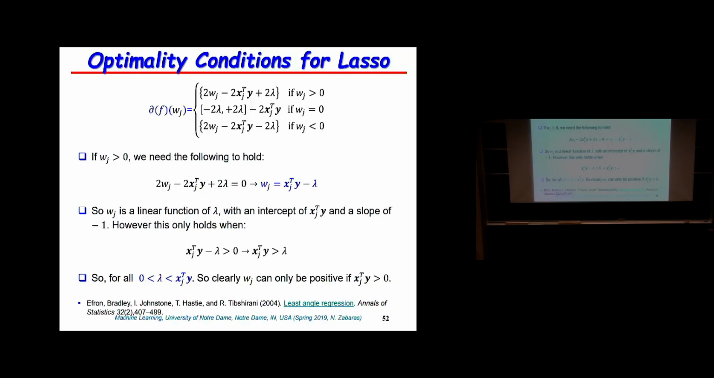And because I assume Wj greater than 0, obviously for this to hold, xj transpose y has to be greater than lambda. And because lambda is a regularization parameter, lambda has to be greater than 0 and less than xj transpose y.